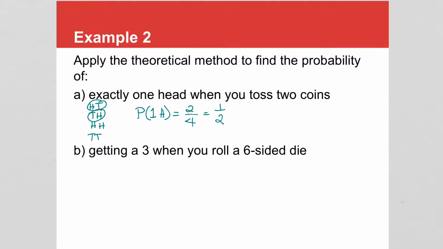The probability of getting a 3 when you roll a 6-sided die. Well, you could get a 1, a 2, a 3, a 4, a 5, or a 6. There's only one in those 6 in which you could get a 3. So the probability would be 1 in 6.